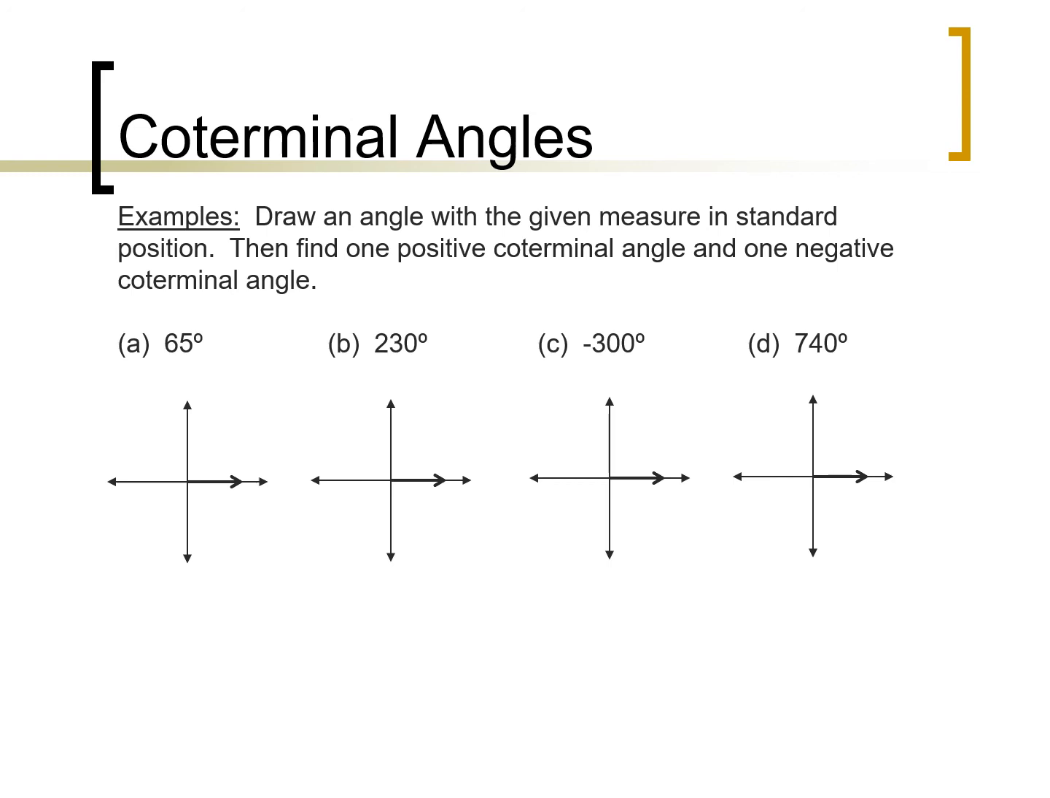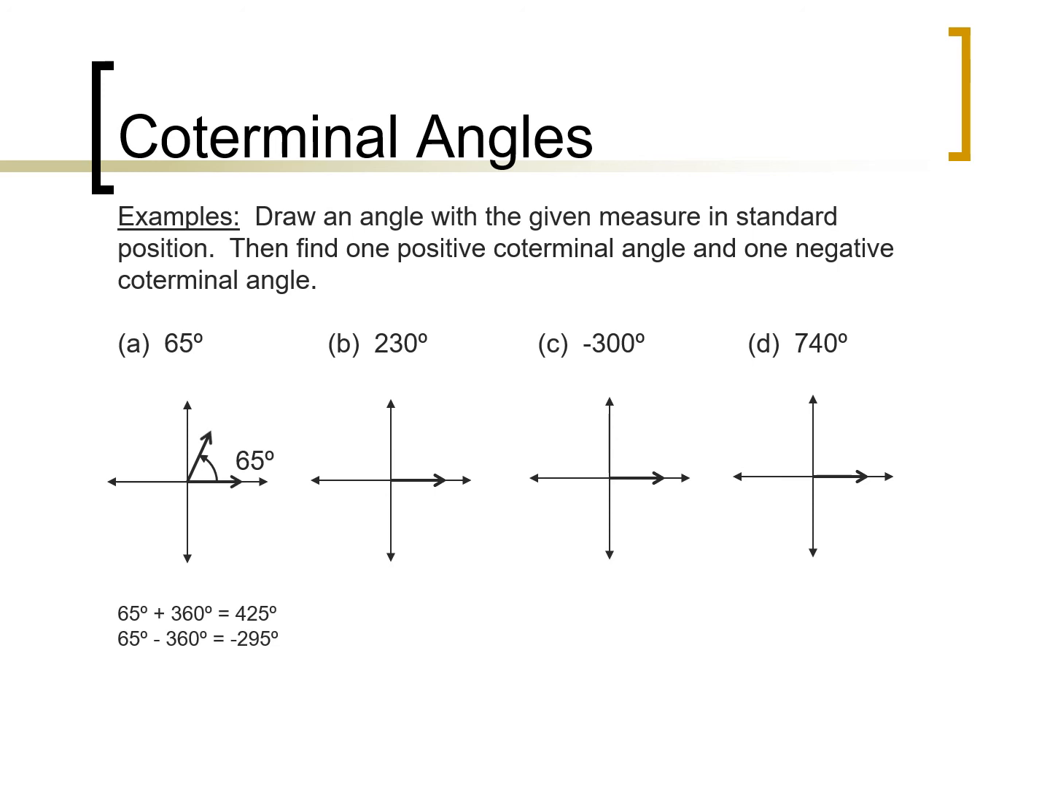Hopefully by now you've tried those 4 examples. Letter A, 65 degrees, is going to look like this. To get my 2 coterminal angles, I'm going to do 65 degrees plus 360. That's 425 degrees. Then a negative coterminal angle, 65 degrees minus 360 degrees, that gives me negative 295 degrees.